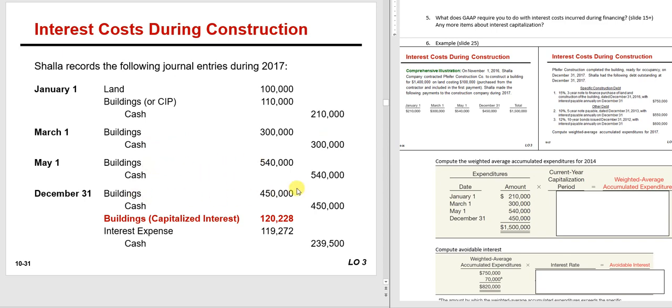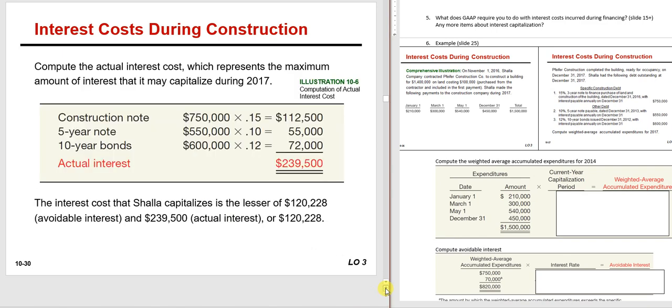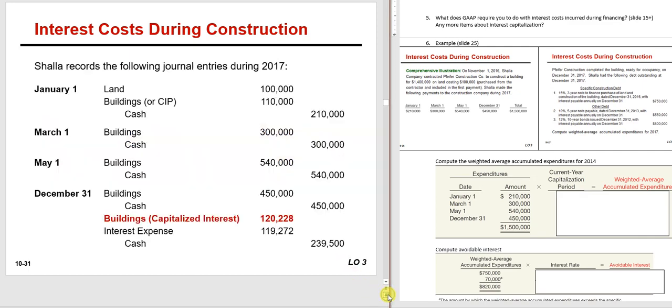And then I need to add my capitalized interest. My capitalized interest is on the previous slide, the amount of interest that was the lower of the two, but here's what I actually paid. So when I actually write the check for the interest of $239,500, $120,228 goes into the buildings or the construction in progress, and the $119,272 goes into interest expense.